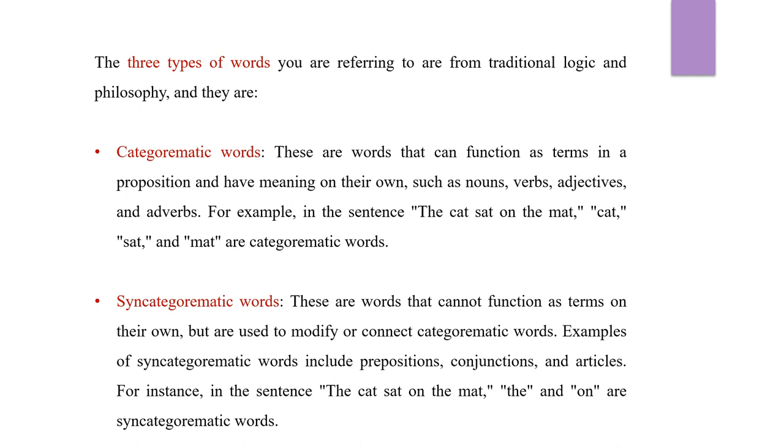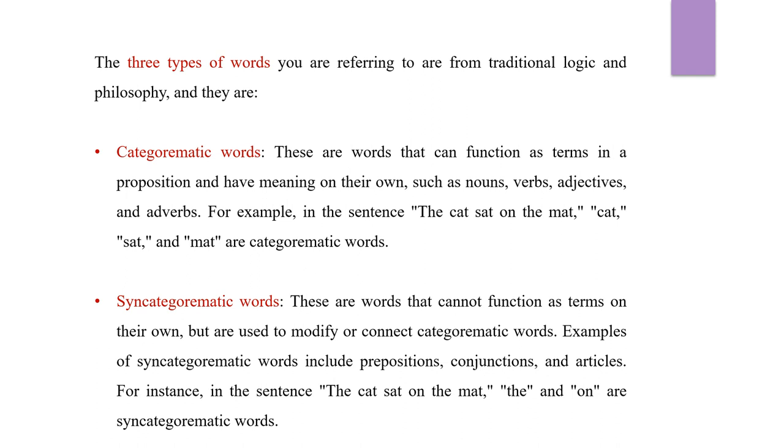The three types of words you are referring to are from traditional logic and philosophy. Categorematic words: these are words that can function as terms in a proposition and have meaning on their own, such as nouns, verbs, adjectives, and adverbs. For example, in the sentence "the cat sat on the mat," cat, sat, and mat are categorematic words.